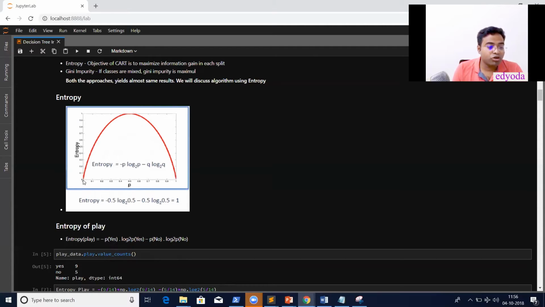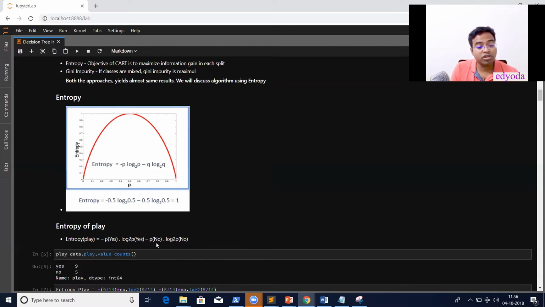The entropy of the system is 0 if it is all class A or all class B. As it reaches an equal distribution of both, the entropy is at its highest. To calculate the entropy, P is the probability of yes and Q is the probability of no, given the data consists of only yes or no. It boils down to: minus probability of yes times log 2 of probability of yes, minus probability of no times log 2 of probability of no.